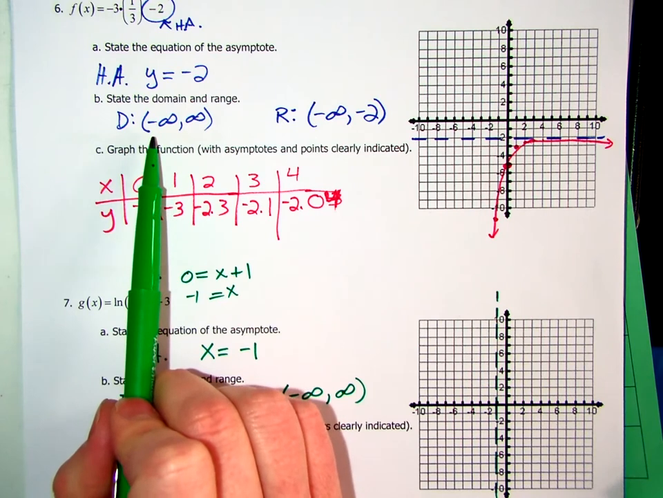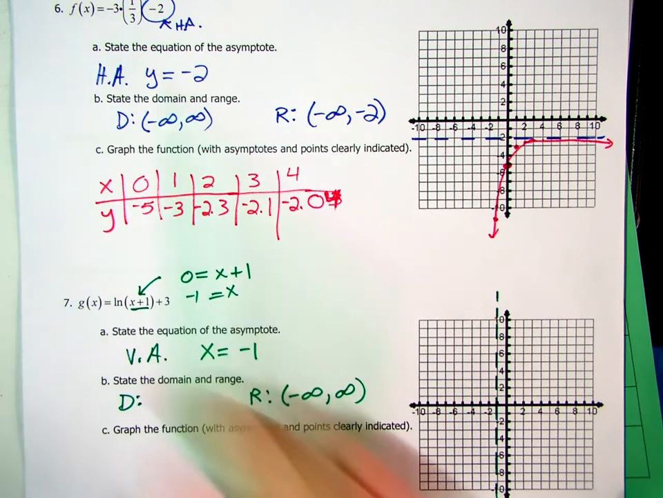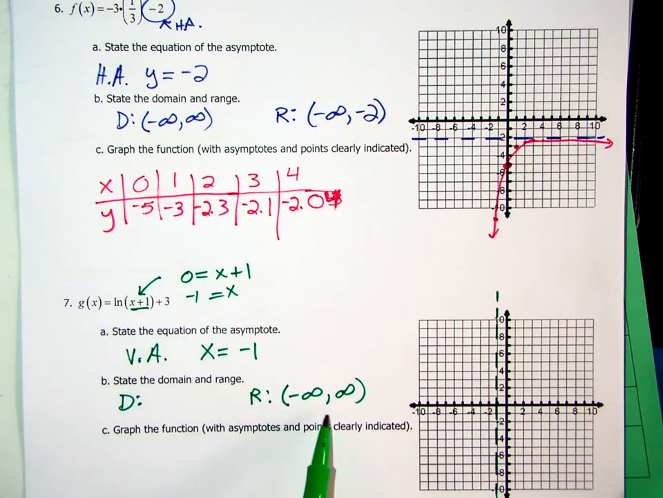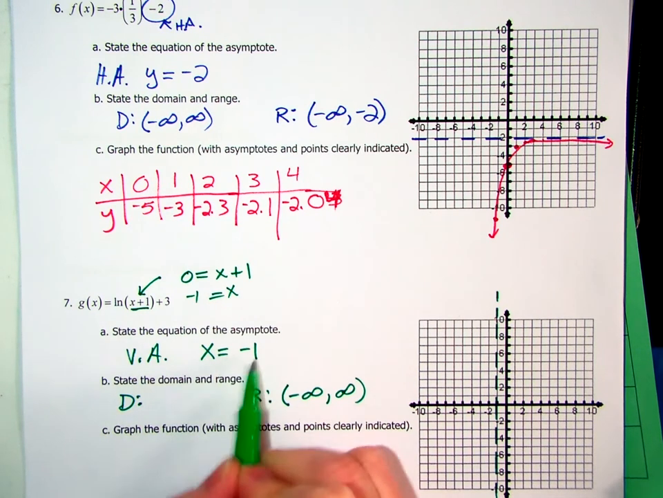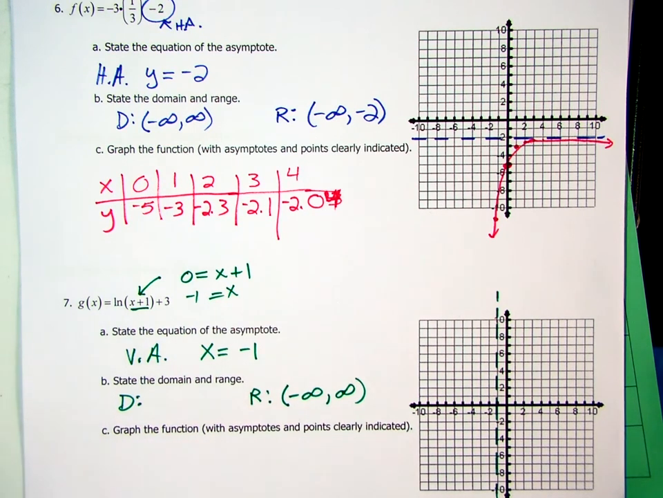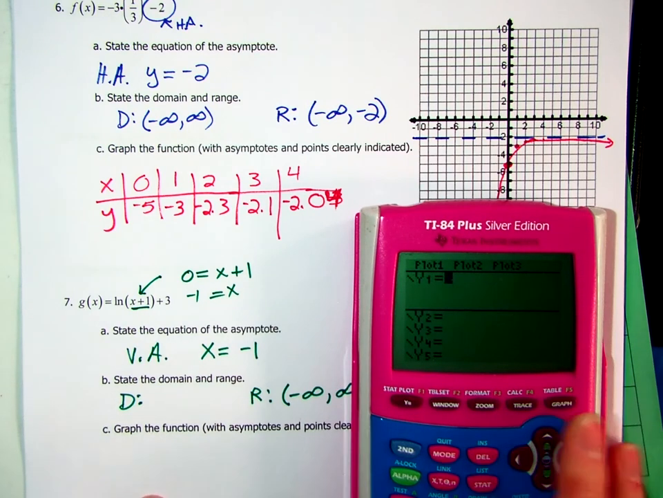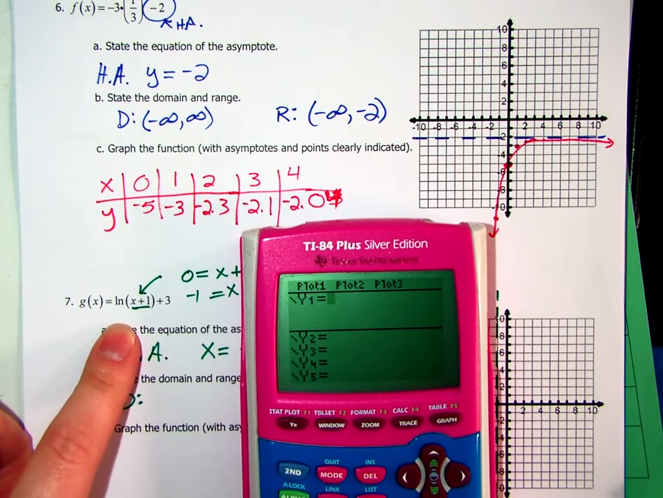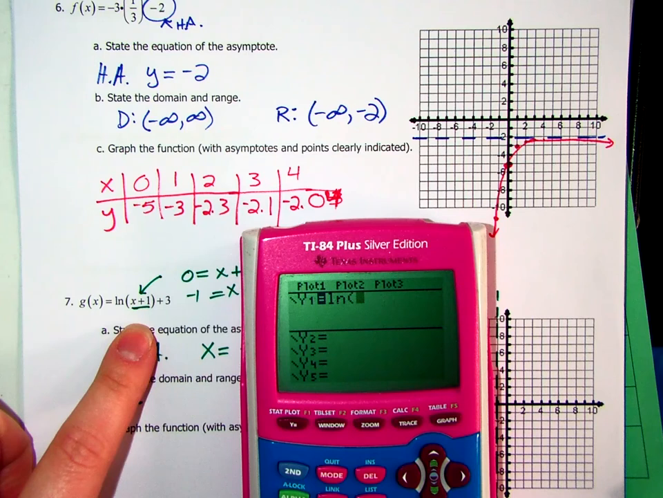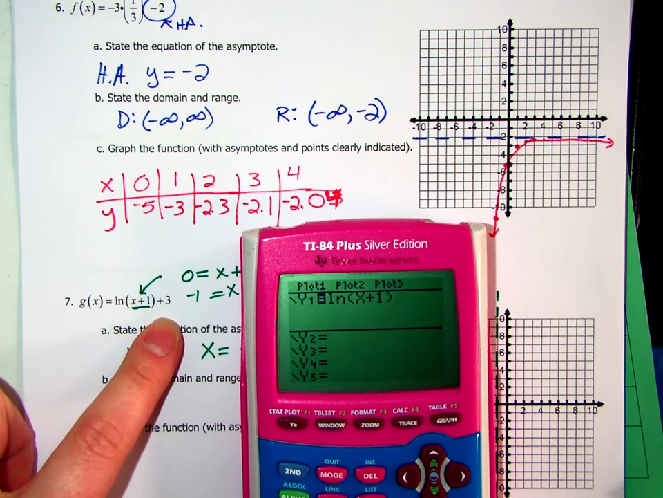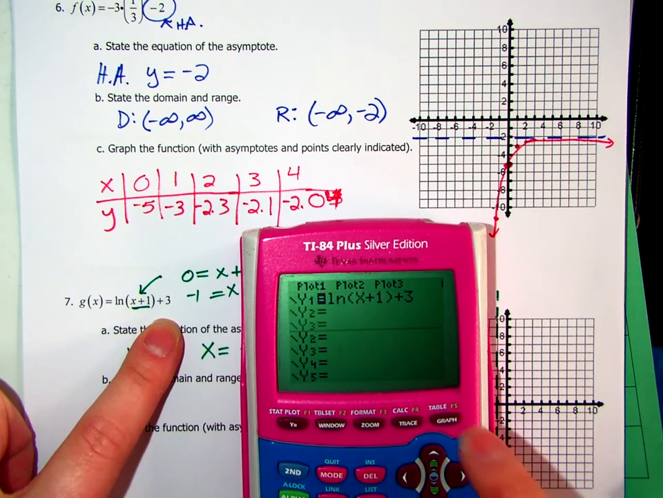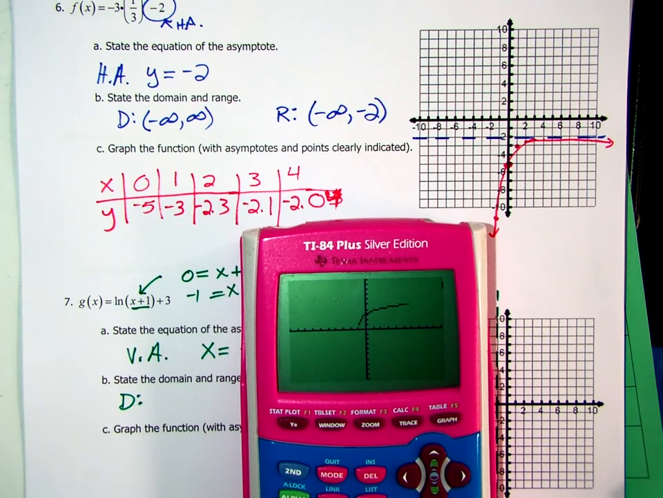So the domain is -infinity to infinity for exponential, but the range is -infinity to infinity for any of the logs. So that tells me -1 will not be part of my domain, so I should probably go ahead and graph this so that I know exactly what's happening with my domain here. So we have to use the natural log of x plus 1. Close your parenthesis, don't forget to do that, plus 3, and then graph it to see what's happening.